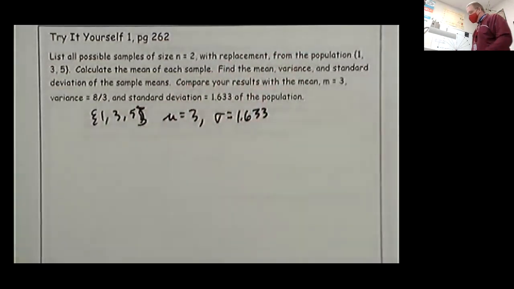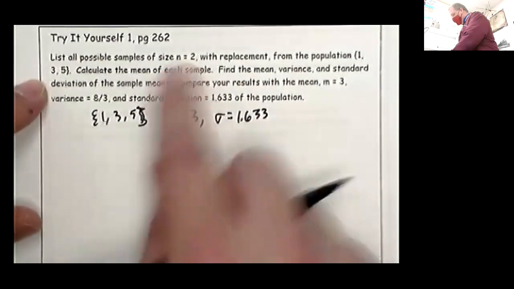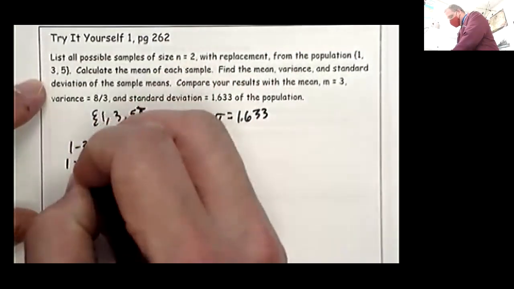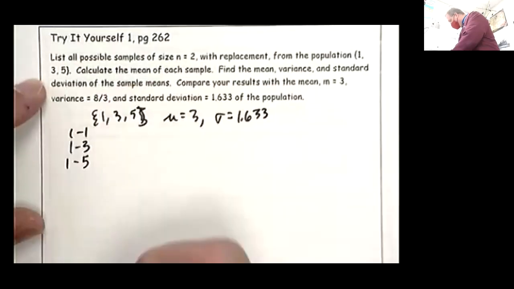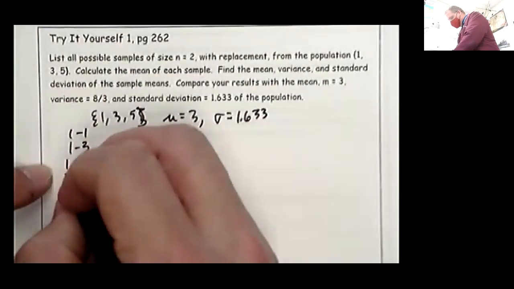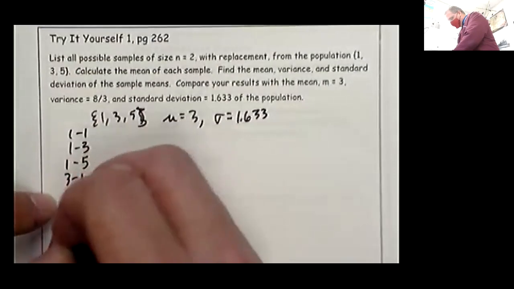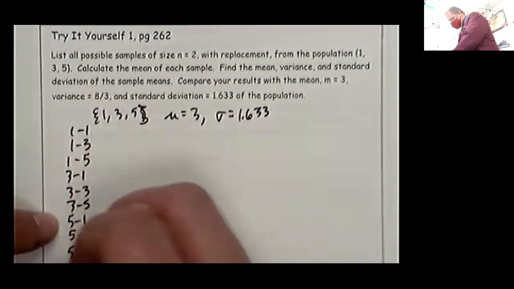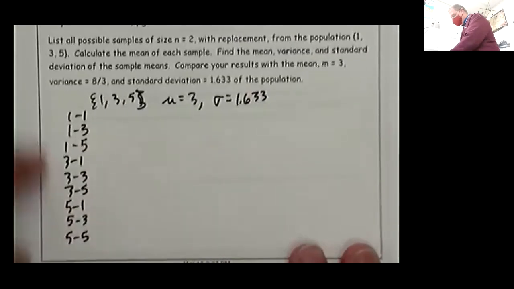And now we're going to go through and pick 2 at a time out of just 1, 3, and 5. That's going to give us a 1 and a 3, a 1 and a 5. I forgot a 1 and a 1. It's going to give us a 3 and a 1, a 3 and a 3, a 3 and a 5, a 5 and a 1, 5 and a 3, and a 5 and a 5. And we're going to take the average of these.